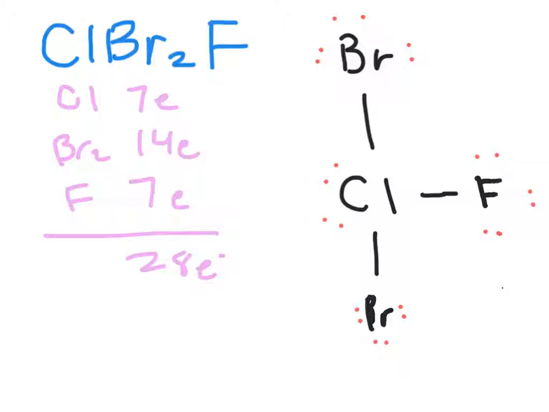We have Cl as our central atom, and we have Br. We can connect the two Brs and the F with a single bond for each one, and then we add the surrounding electrons around the Br, the F, and the other Br, and then we can add 2 lone pair electrons onto the Cl to create a total of 28 electrons for the entire compound.